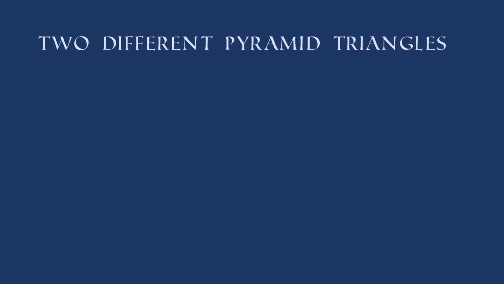Now I want to talk about pyramid triangles. We've just been looking at an image of the Great Pyramid. I'm very interested in pyramid geometry because of its apparent use in Gothic cathedral design. But a key thing here is that there are 2 different pyramid triangles which are virtually identical.